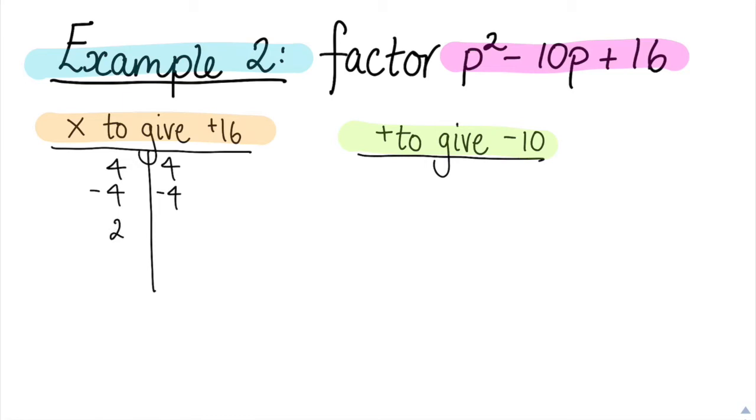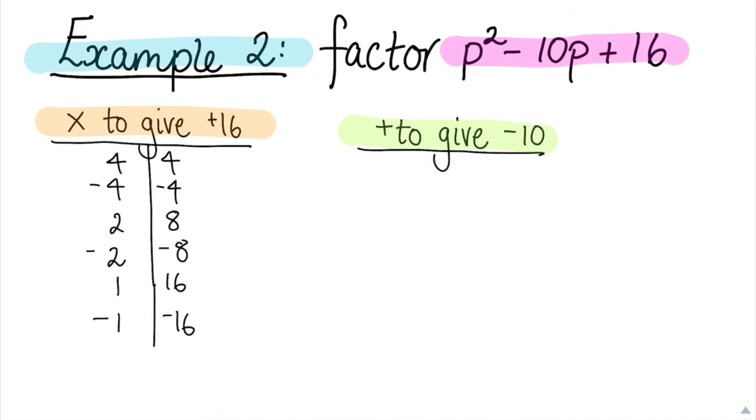We have 2 times 8 gives us 16, as does negative 2 times negative 8. We've also got 1 times 16 and negative 1 times negative 16. Now that we've written down our factors, we're going to go across here and find out which pair actually add to give us negative 10.